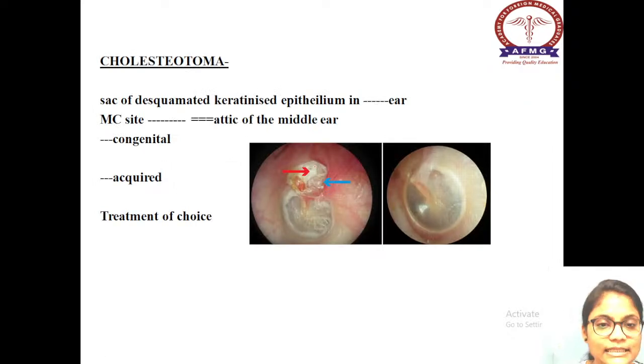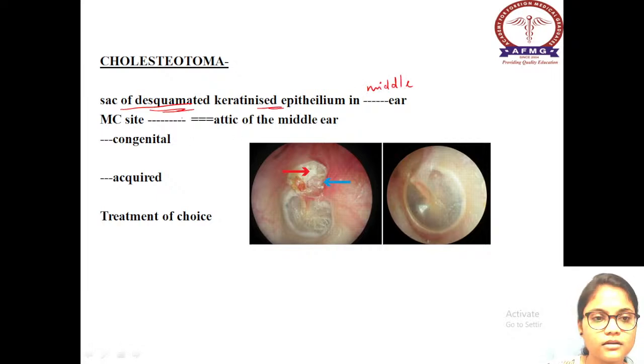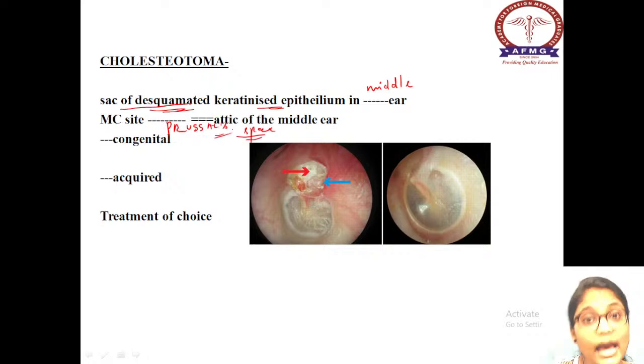We have to see some parts which are very important in cholesteatoma, right? So you have to know some important points about them which are asked repeatedly in your exams. Cholesteatoma is a sac of desquamated keratinized epithelium which happens in your middle ear. And the most common site is your Prussak space, the attic of the middle ear.